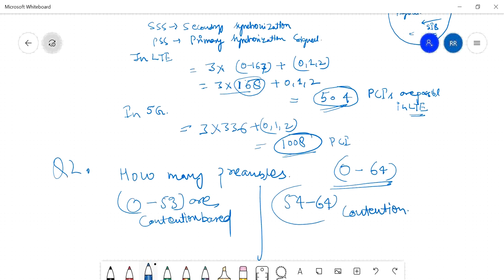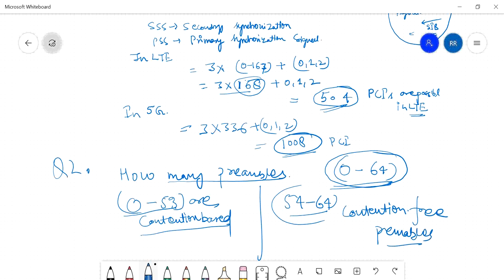Whenever a UE sends a RACH request, a random access channel request, it is sent with a preamble. So these are those preambles. Whenever the UE sends a RACH request for the first time for attach, to get the RRC connection to the eNode B, out of these 64 one preamble is used by the UE. Out of these 0 to 64, 0 to 53 are contention based, and 54 to 63 are contention free preambles. So these are just two important questions.